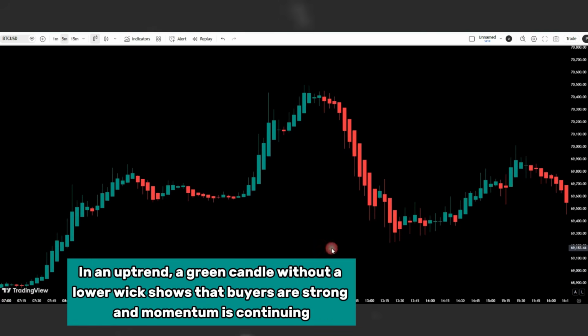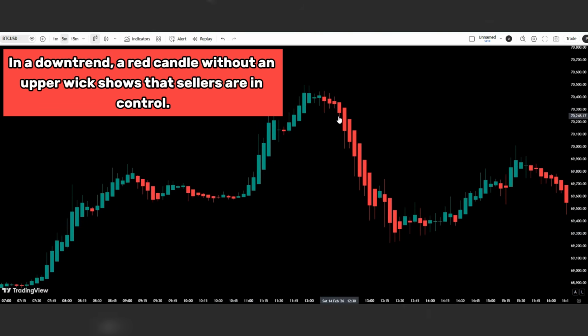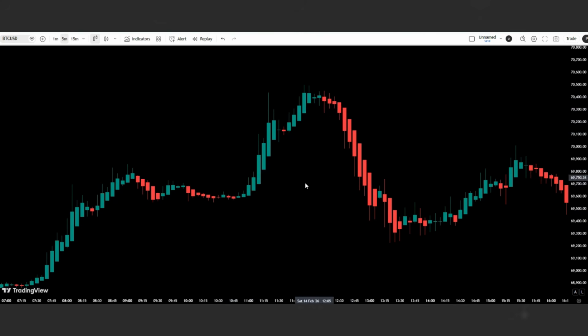In an uptrend, a green candle without a lower wick shows that buyers are strong and momentum is continuing. In a downtrend, a red candle without an upper wick shows that sellers are in control. In this strategy, we use RSI to know the trend and Heiken Ashi to find clean entry signals.